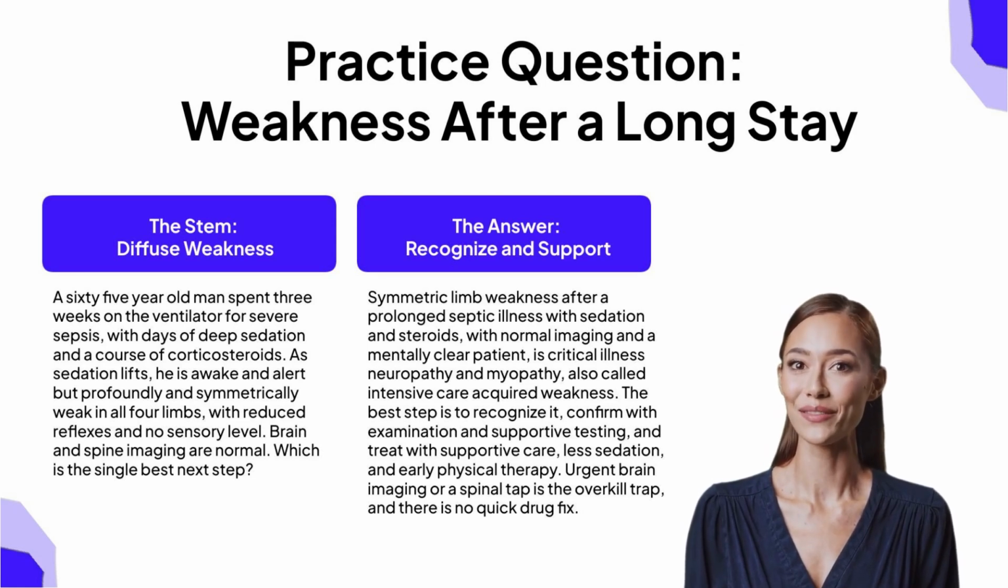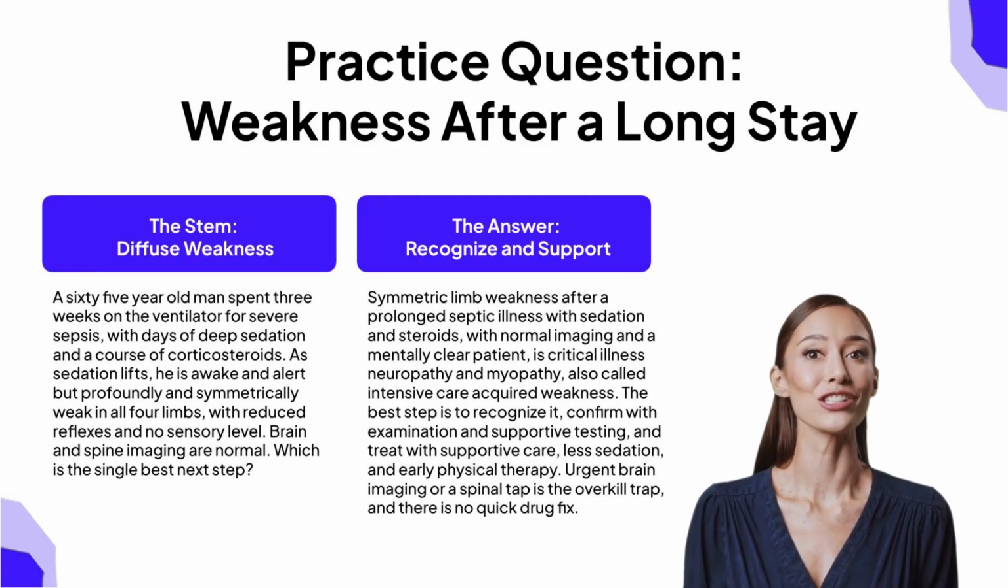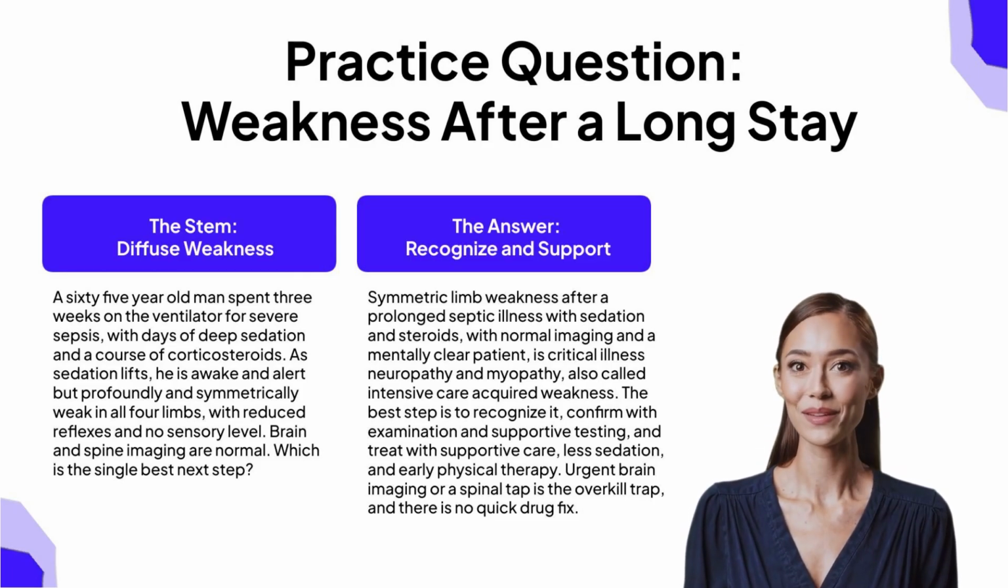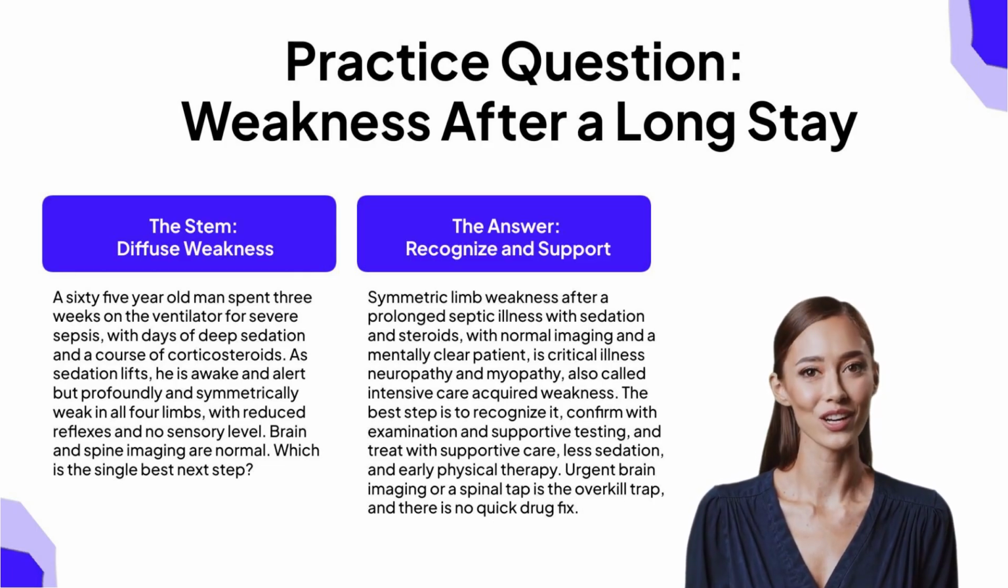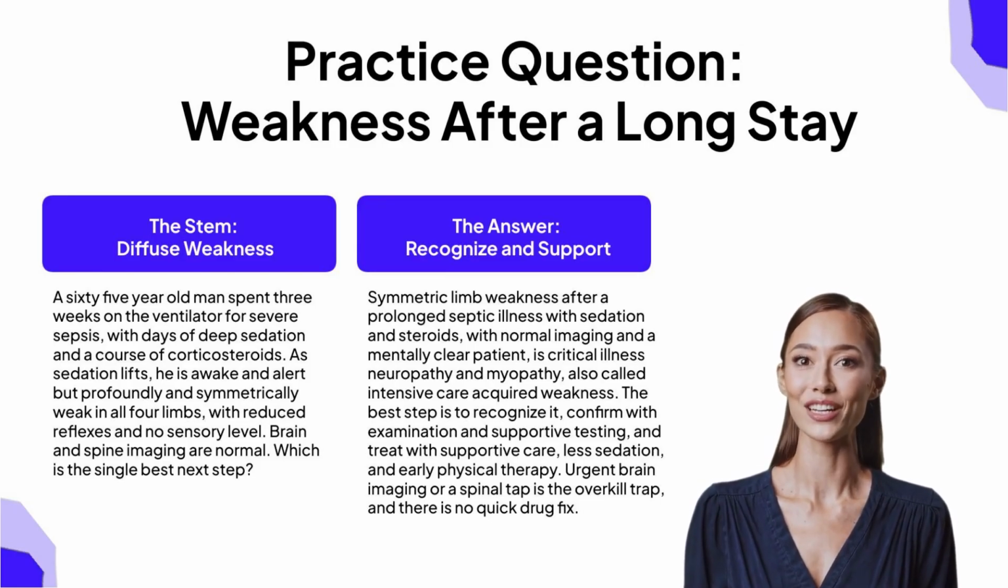Now the answer. That signature symmetric limb weakness after a prolonged septic illness with sedation and steroids in a mentally clear patient with normal imaging is critical illness neuropathy and myopathy, also called intensive care acquired weakness. The best step is to recognize it, confirm it with examination and supportive testing, and treat with supportive care, minimizing sedation, and early physical therapy and rehabilitation. Urgent brain imaging or a spinal tap is the overkill trap, and there is no quick drug fix.